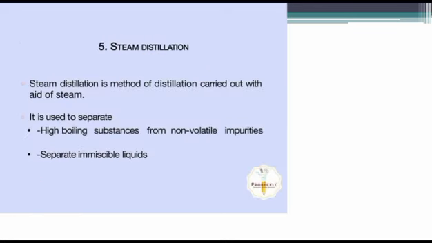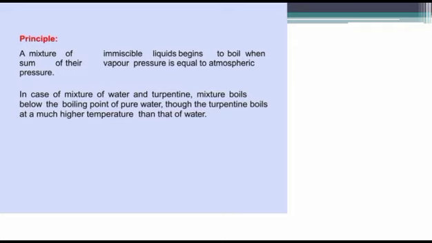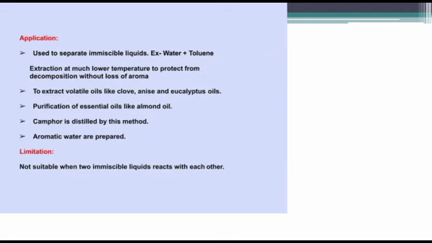Working. Steam distillation: steam distillation is a method of distillation carried out with steam. It is used for separating volatile substances from non-volatile impurities and for separating immiscible liquids. Principle: a mixture of immiscible liquids begins to boil when the sum of their vapor pressures is equal to the atmospheric pressure.